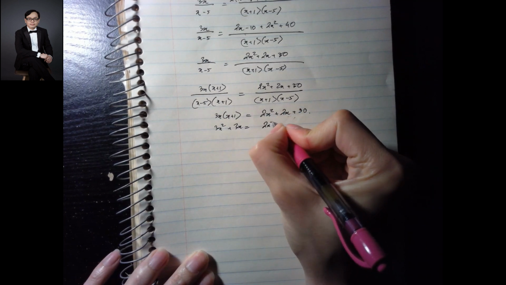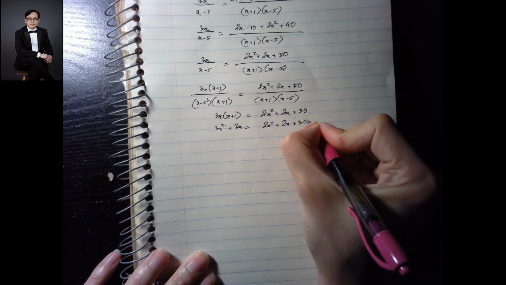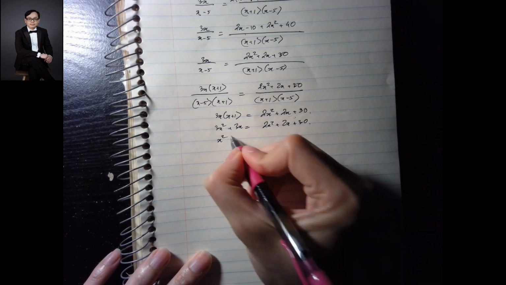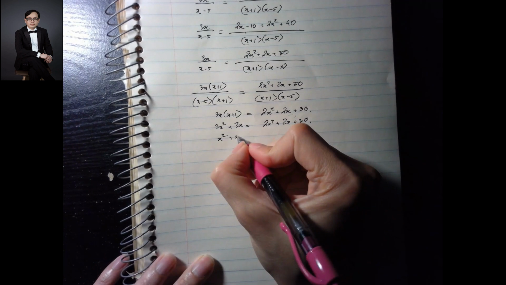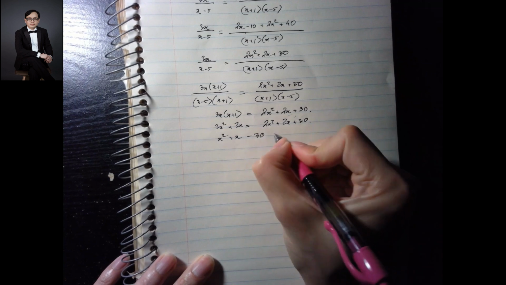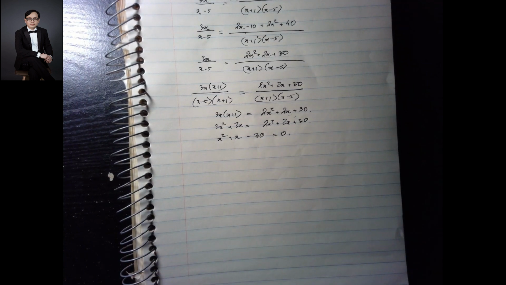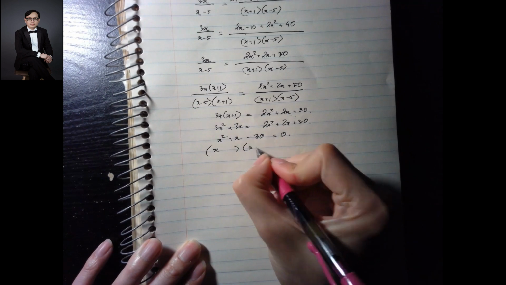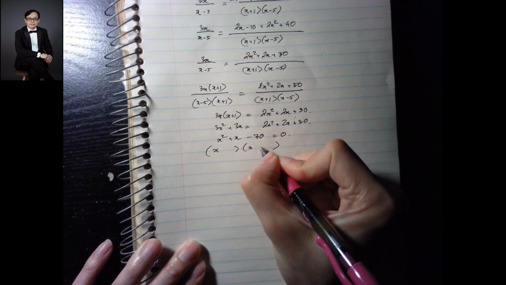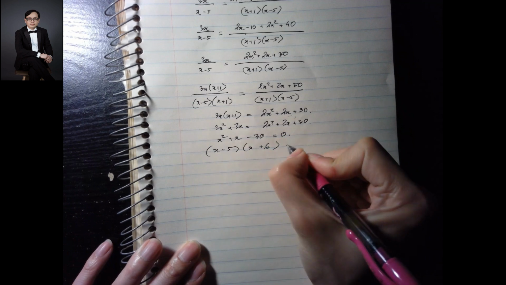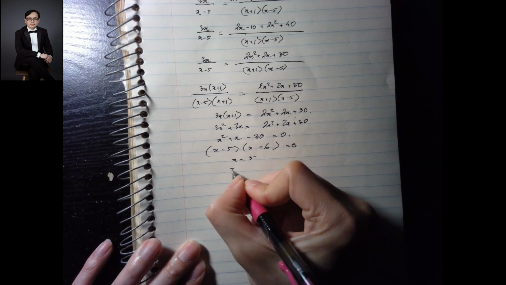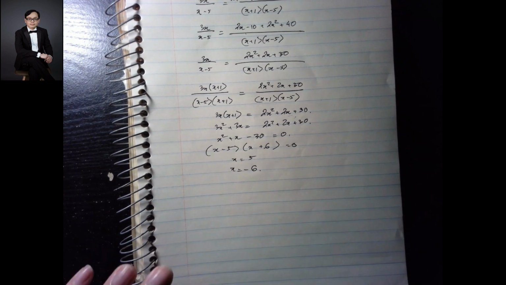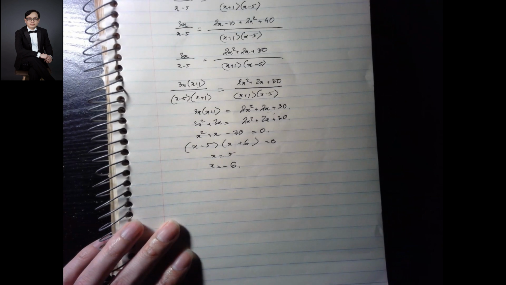Okay, 2x squared plus 2x plus 30. Now I combine like terms, which gives x squared plus x minus 30 equals 0. Now I can factor this easily: x plus 6, x minus 5 equals 0. So x equals 5, x equals negative 6. And again, I have to check to see whether they work or not.